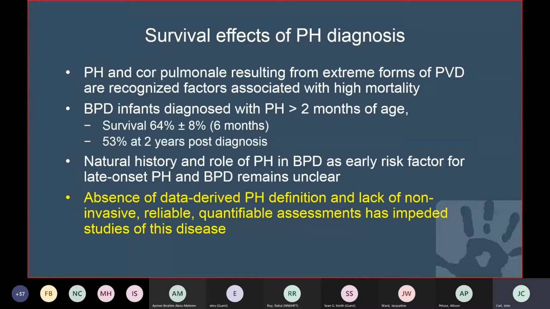The survival effects of PH diagnosis, that of PH and cor pulmonale, result from extreme forms of the pulmonary vascular disease and are recognized factors with high mortality. The BPD infants diagnosed with PH at more than 2 months of age have a poor survival, less than 2/3 at 6 months, and only half survive at 2 years post-diagnosis.